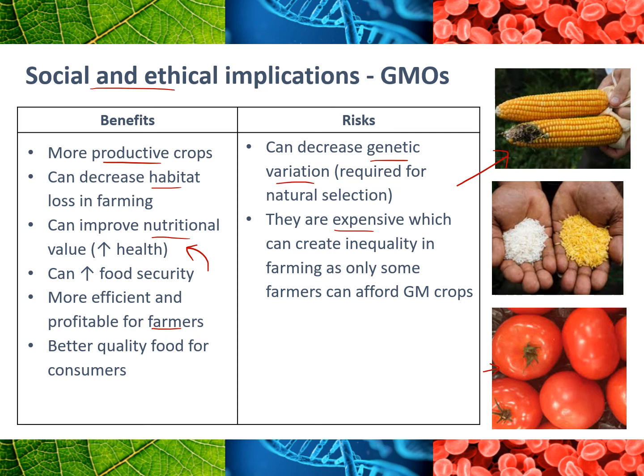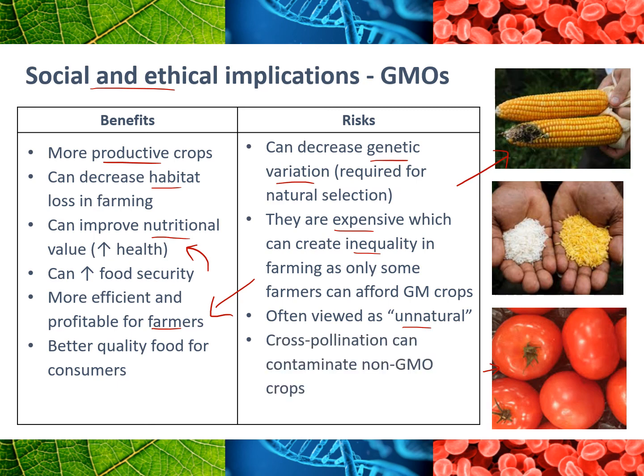These are expensive technologies generally, which again can create inequality. So maybe only some farmers can afford it, and then those farmers are now making more money because it's more profitable and they're not losing crops. It can really lead to big inequalities. Again, a lot of people view these things as unnatural and they don't like things, particularly with things that we eat, that kind of unknown of modifying naturally occurring things.